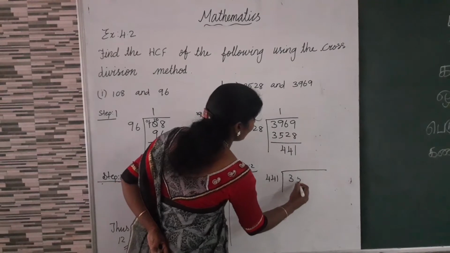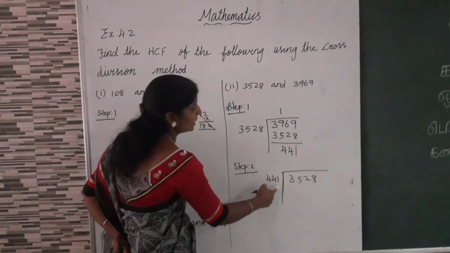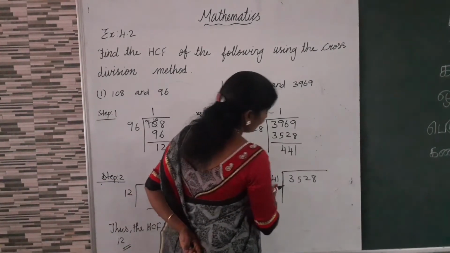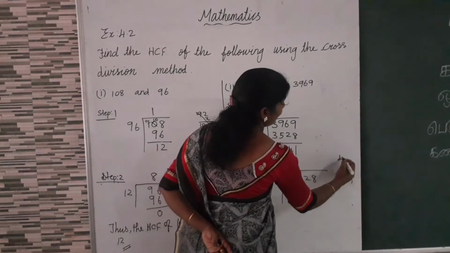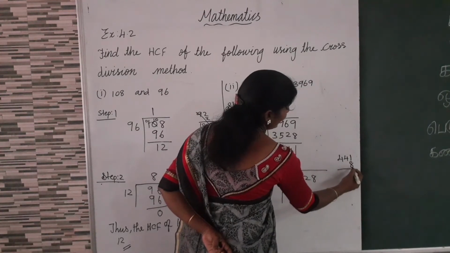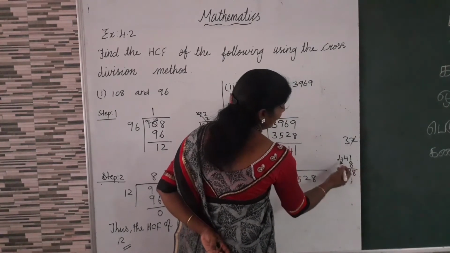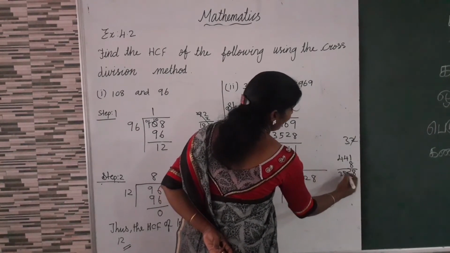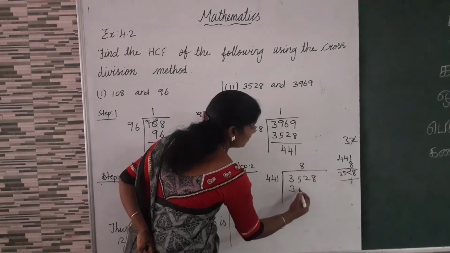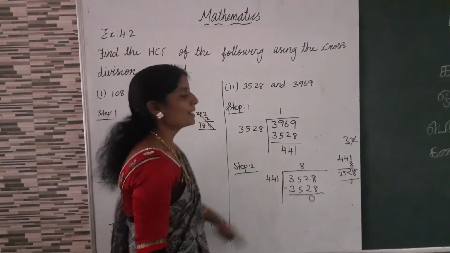Okay. 3528. Now listen. 441, how many times? We can check 8 times 441. 5, 6, 7, 8 times means 3528. 8 fours are 32. 8 fours are 32 plus 3, 35. So we can write here 8. Remainder 0. Now we can stop.